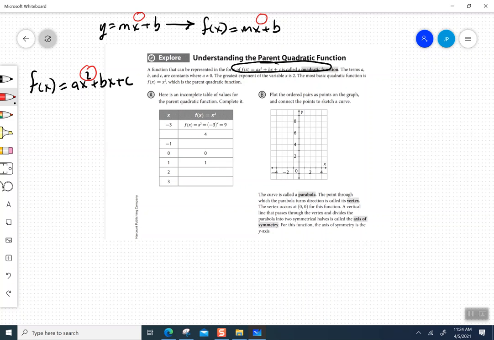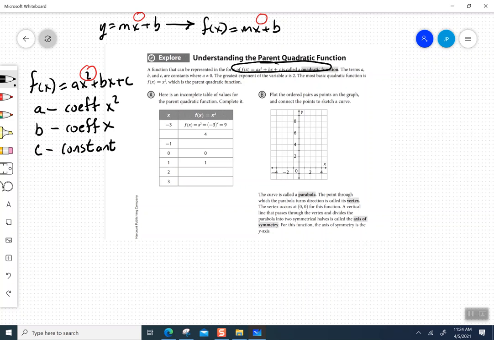Therefore, you now have 3 new letters we're working with: the letter A, the letter B, and the letter C. Now, here's what they represent. A is the coefficient of x squared. B is the coefficient of the variable x, and C is the constant because it has no variable around it.